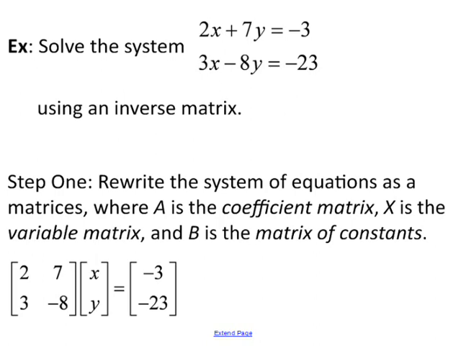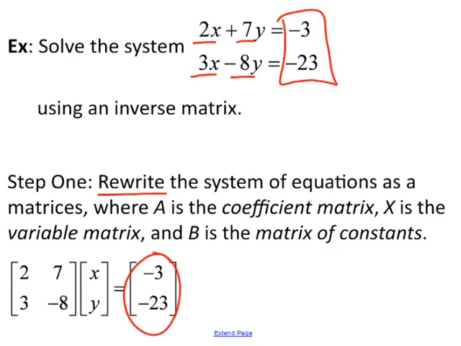First thing I need to do is rewrite the system. So my coefficients, my 2, 7, 3, negative 8. My variables, x and y. And my constants, remember, are over here. So my constants, negative 3 and negative 23. So that's the easy part.